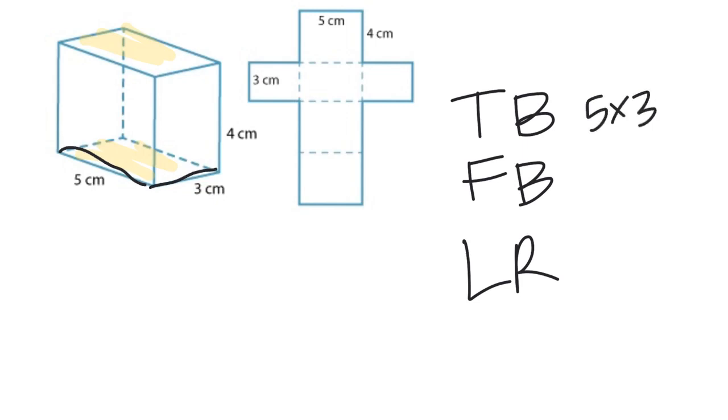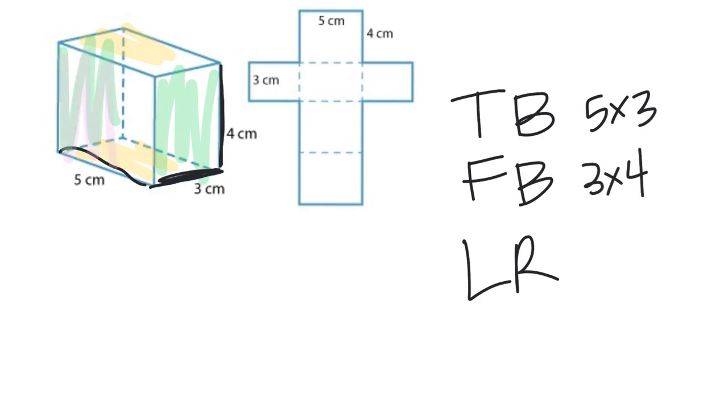Okay, then I'm going to look at the front and the back. I'm going to call this the front and this the back. So when I notice the front has an area of, or a measure of 3 and a height of 4, so my front and back would be a 3 by 4 area. And then last would be left and right.